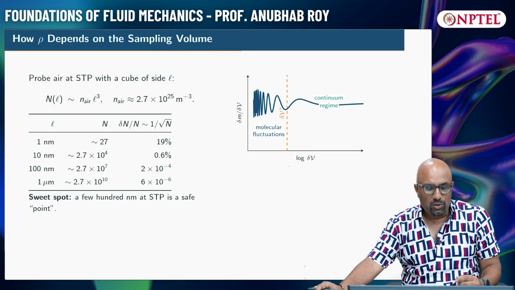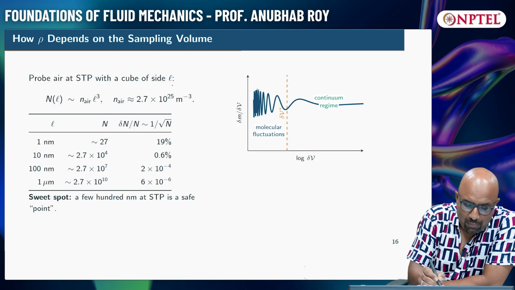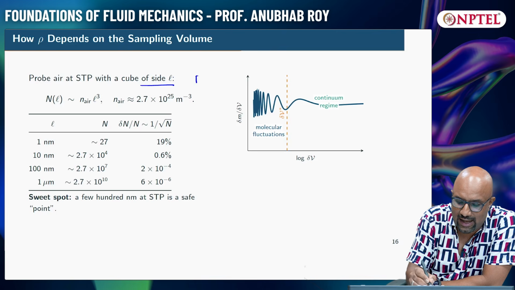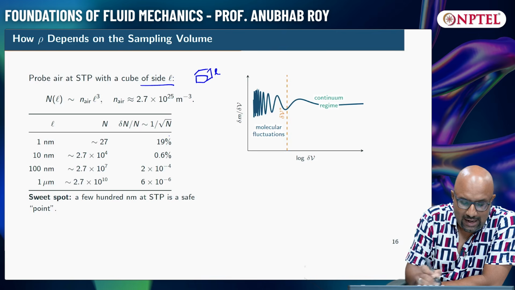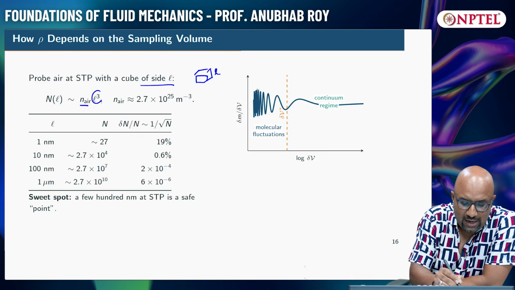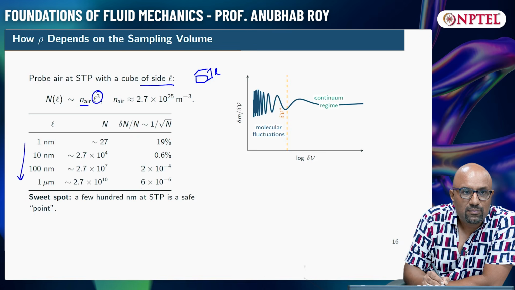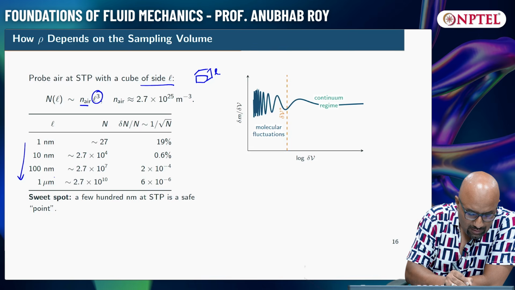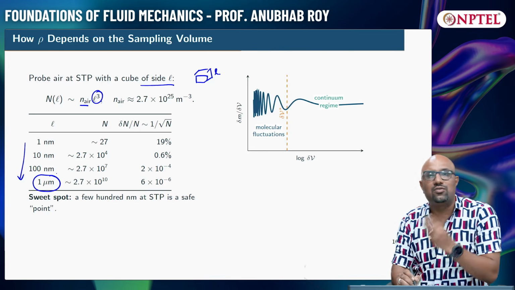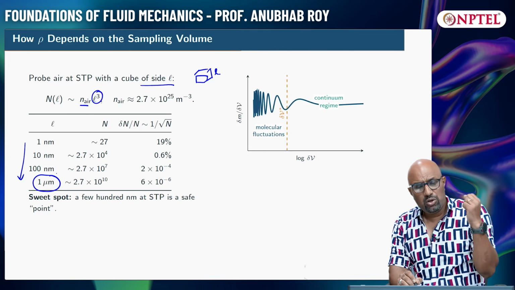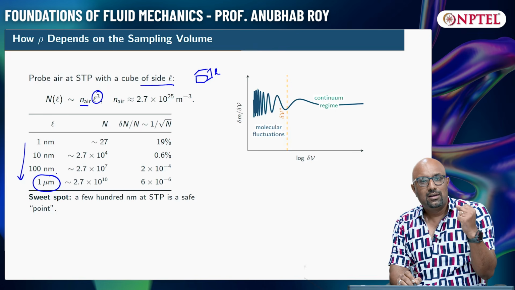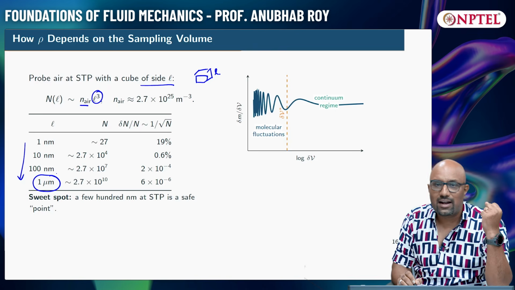So if you were to compute this and you design that cube of side L that I had in the previous slide, then with the number density of air, the number of molecules per unit volume times L cube. So as you keep increasing L, you think of 1 micron size volume. You're using an instrument to measure density. What would be the least count of that instrument?